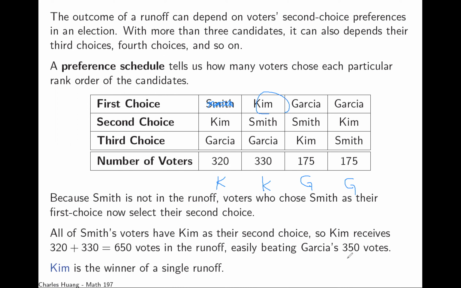Now, this is the result if we have this preference schedule, and we'll tell you what the preference schedule is. In real life, you have to, of course, go ask everyone: who's your first choice? Who's your second choice? Who's your third choice? For the questions that you'll get, you'll be given a preference schedule and use that to determine who wins the election. In this case, Kim is the winner for the single runoff.